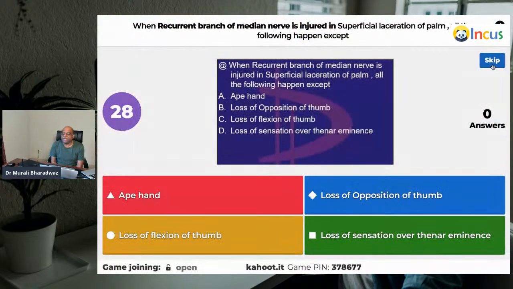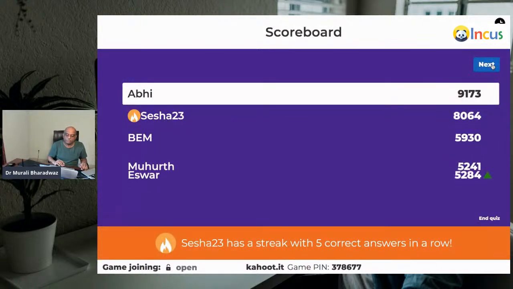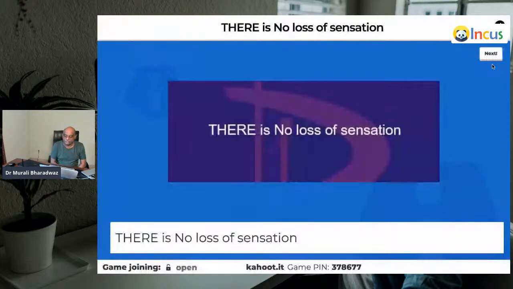When the recurrent branch of the median nerve is injured in superficial laceration of the palm, what is going to happen? There is one thing that happens in the main median nerve injury that does not happen in the recurrent branch of the median nerve injury. So what is that? Which is not a feature of recurrent branch of the median nerve injury? Punch. Oh, 5 of you are absolutely right. See, the loss of sensation on the thenar eminence is the feature when the main median nerve is affected, not when the recurrent branch is injured. That is what you have to remember. Very good. So, doctor, you should know that there is no loss of sensation if the recurrent branch is affected.